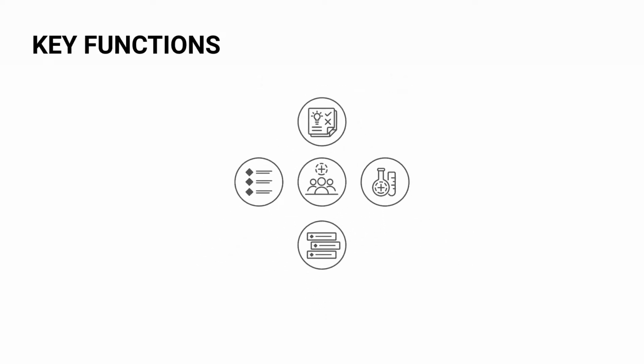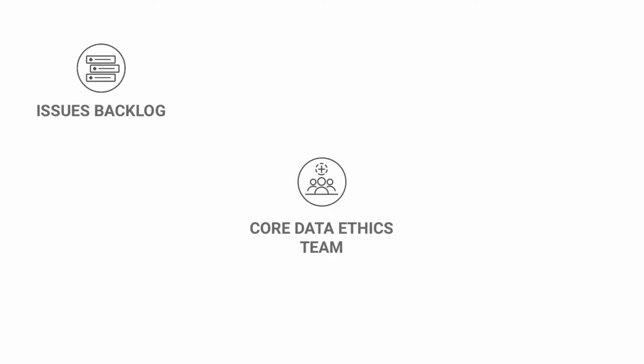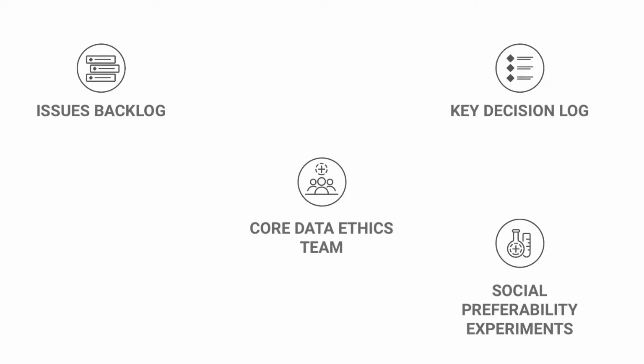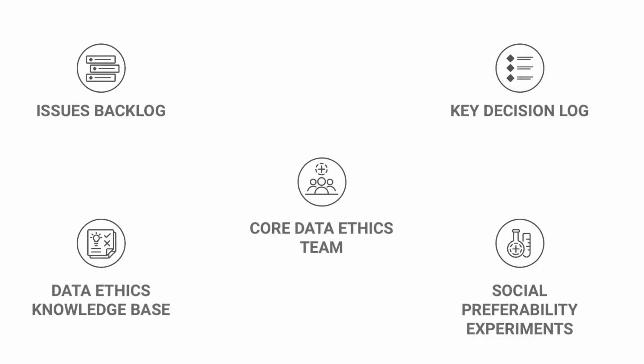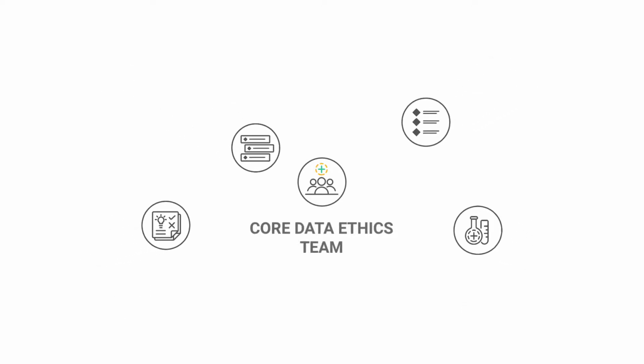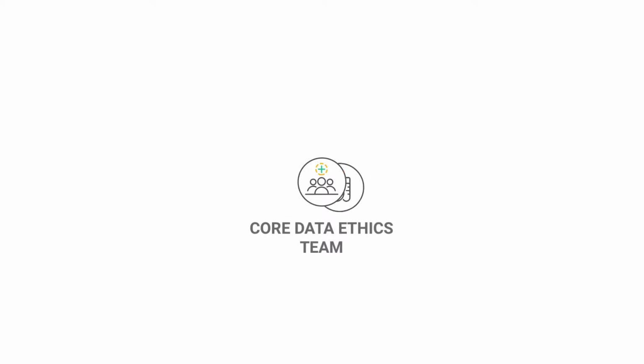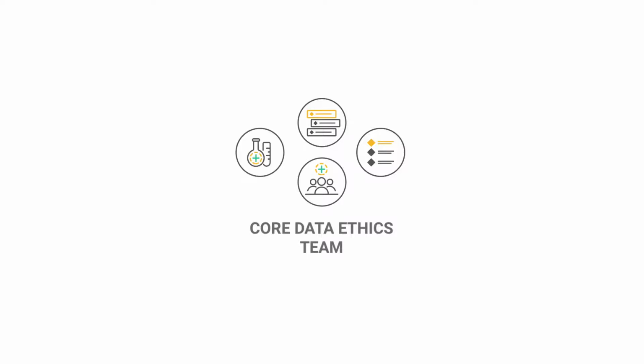Let's look at these 5 key functions. The 5 key functions are a core data ethics team, an issues backlog, a key decision log, social preferability experiments, and a knowledge base. A dedicated cross-functional team owns and leads this work. They provide directional focus, groom the issues backlog, and own key decisions while transparently articulating the trade-offs that inevitably get made. They define and lead the social preferability experiments and model the behaviors needed to create sustained change.